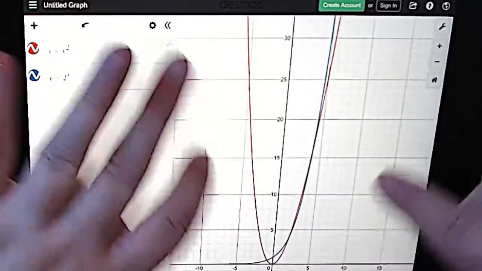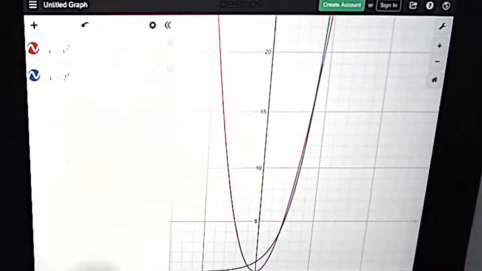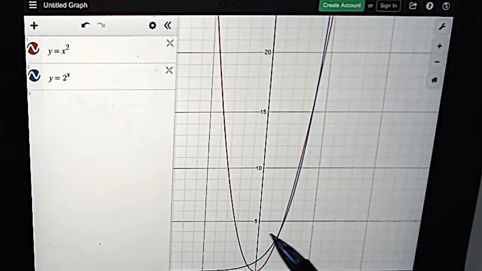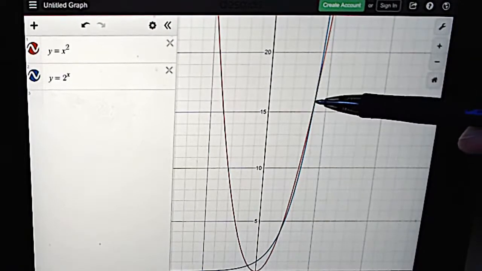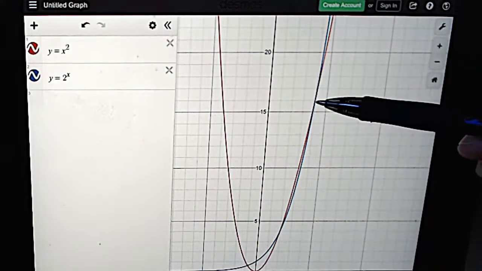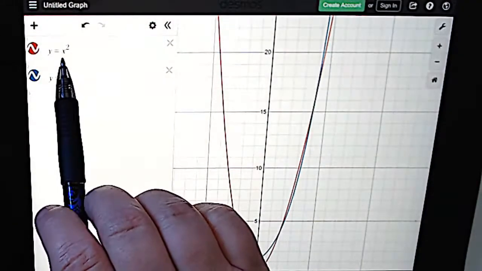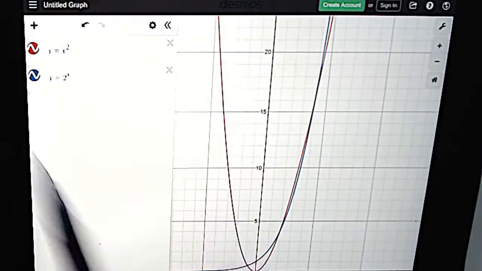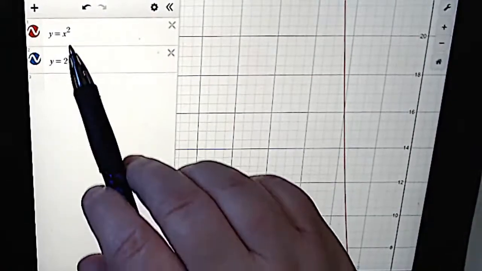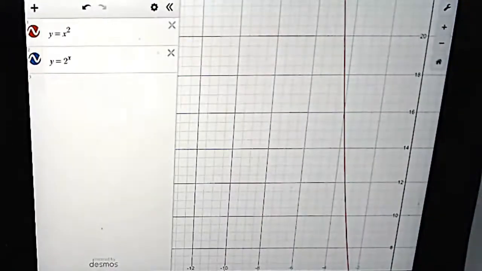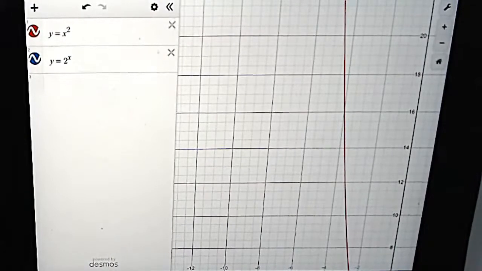Now, again, back to where they intersect. This point, x equals 2, y equals 4. This point, x equals 4, y equals 16. So let's take a look. When x is 2, in the red, 2 squared is 4. In the blue, when x is 2, 2 to the 2 is 4. So they have matching values. What happens when x is 4? Well, in the red one, you get 4 squared, so that's 16.